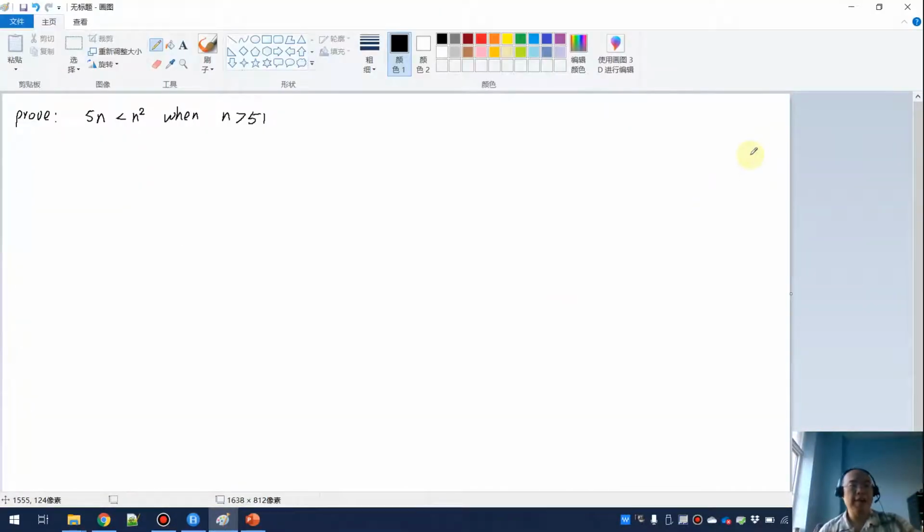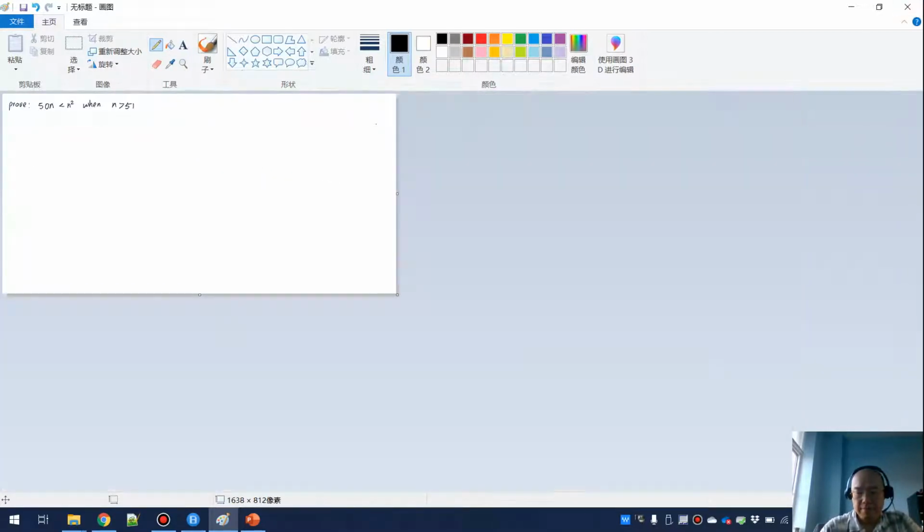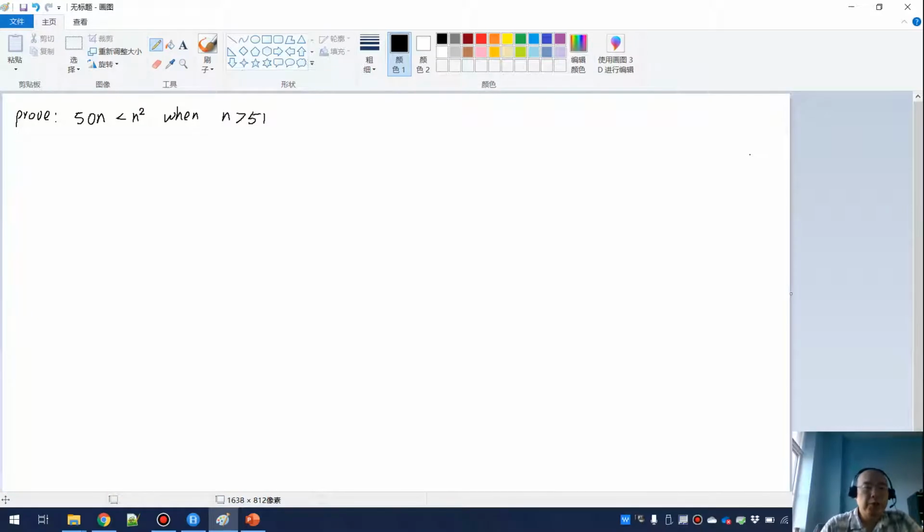This is a question I made by myself. I made a mistake, I want to say 50 instead of 5. Our goal is to prove that 50n is smaller than n squared when n is greater than 51. I think the number one question is, why do we want to choose 51?